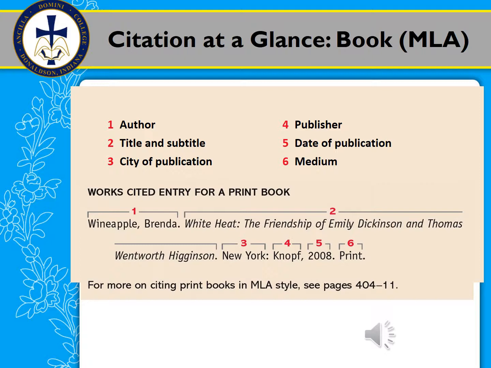Now we are looking at that same example, and we can see how your citation listing will actually look. We see the author with the last name first, so Wineapple, comma, Brenda, and then the name of the book with the title and the subtitle, in italics. After the title you have the city or place of publication with a colon, followed by the publisher's name and then the year it was published, and at the end is the medium, which is print.